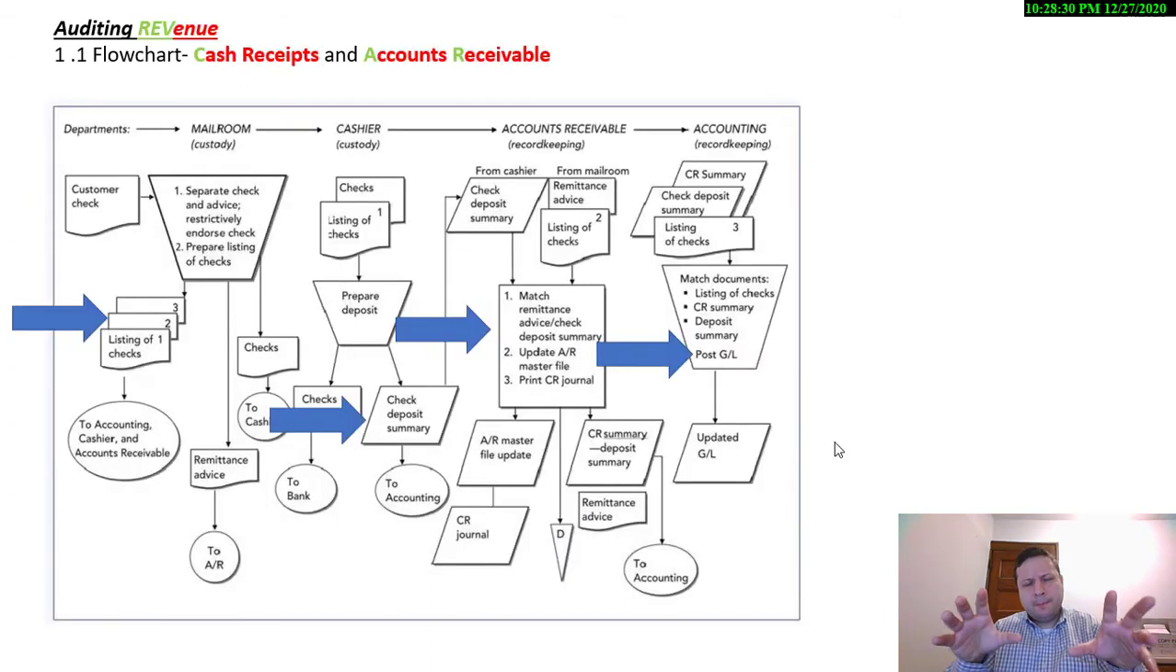And here's a flow chart. When cash comes in, you've got to make cash receipts, receipt of the cash. 3 copies, okay? The actual cash is coming into the mailroom. The actual check goes to the cashier for a bank deposit. One copy goes to the accounts receivable department for record keeping. Another copy goes to accounting.